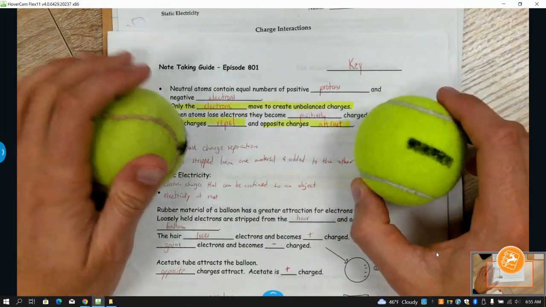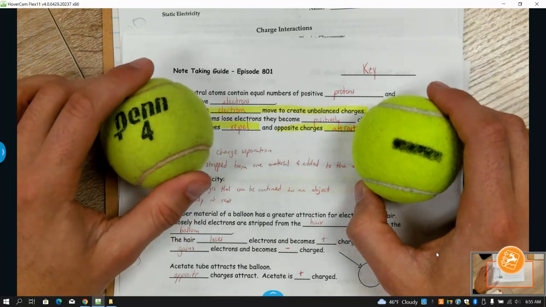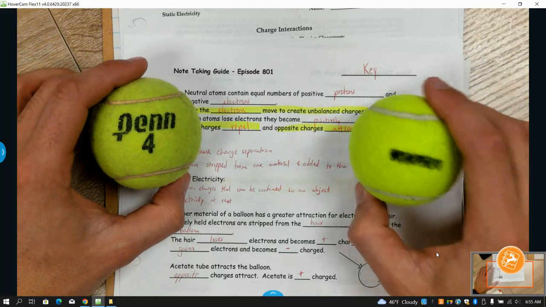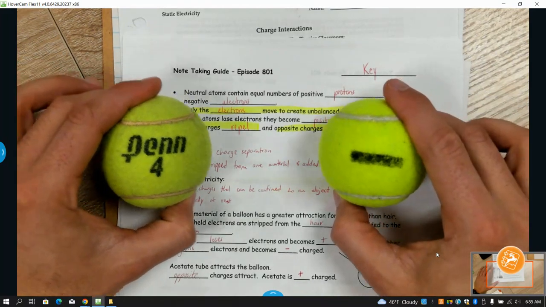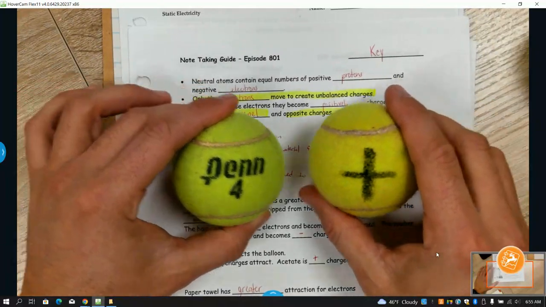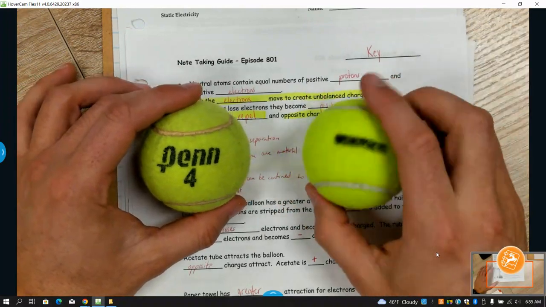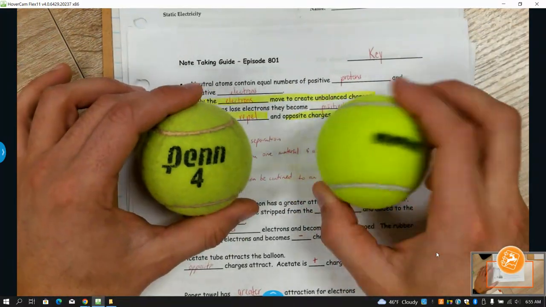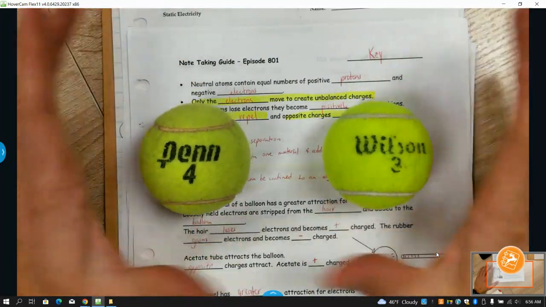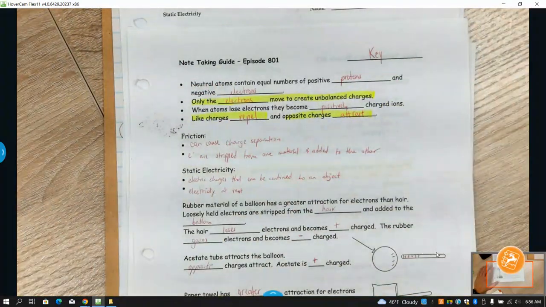Another thing is, if we have a neutral object, so there's no charge on this one right here, a neutral object will always be attracted to a charged object. It doesn't matter if it's negative, they will attract, or if it's positive, they will attract. Neutral objects will never repel anything, but if you have two neutral objects brought near each other, nothing's going to happen. So those are your basic charge interactions.